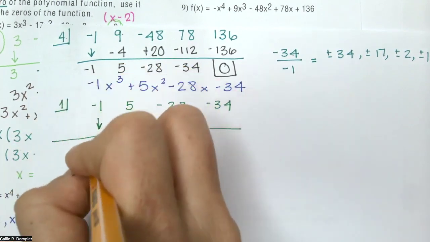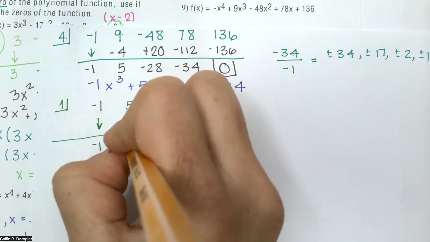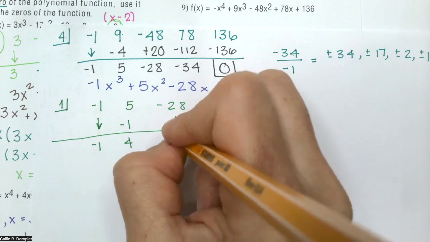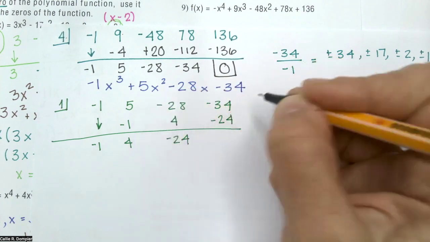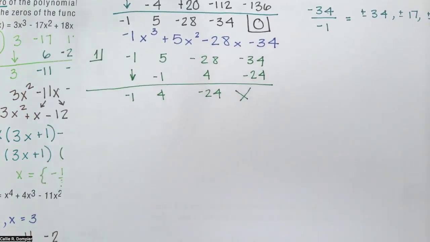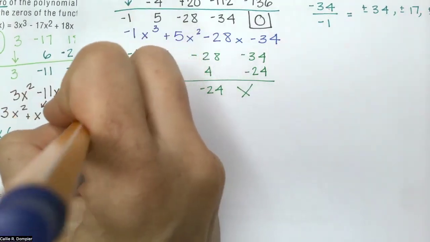The -1 comes straight down. -1 times 1 is -1. That becomes 4 times 1 is 4. -28 plus 4 is a -24 times 1 is -24. And that does not give me a remainder of 0, right? All right, we'll go to the next one, -1.